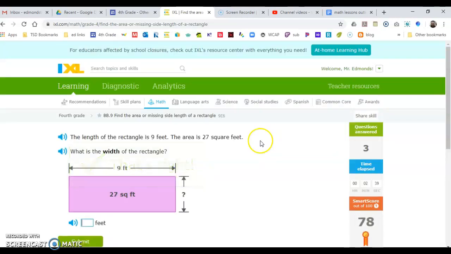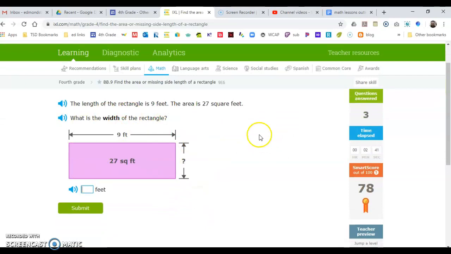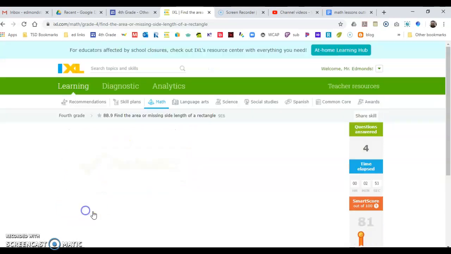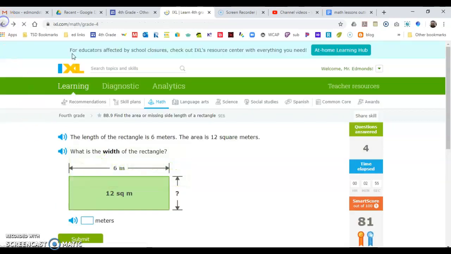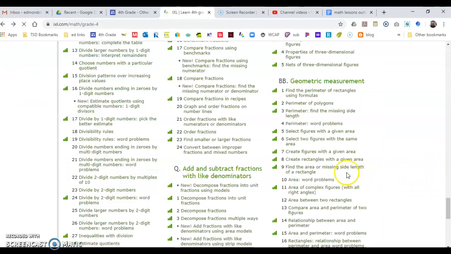And move on. Okay, another missing side one here. Think about 9 times a number is 27. So 9 times, well, I know 9 times 2 is 18. 9 times 3 is 27. So it would be 3 feet for this missing side right here. Okay, give number 9 a shot. And number 10 is pretty much the same thing.